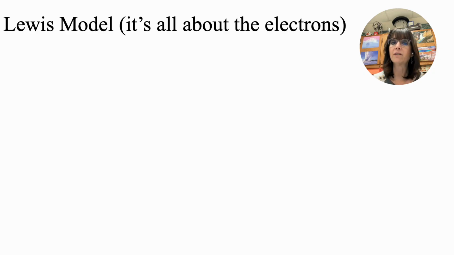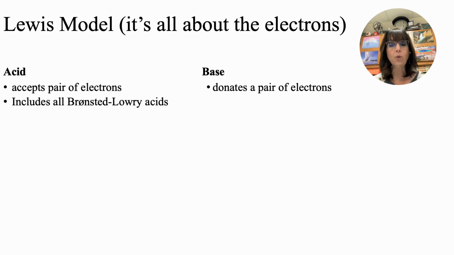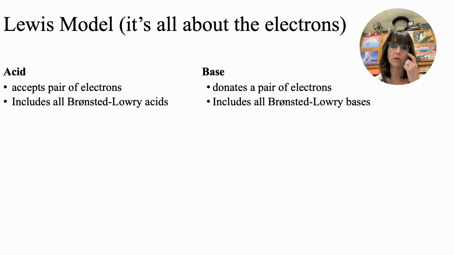The last model we have is called the Lewis model, and this has nothing to do with hydrogens at all. It's all about the electrons. So in this case, you have to draw Lewis structures, you guys. An acid is something that's going to accept a pair of electrons. This includes all the Bronsted-Lowry acids. The base is going to donate the pair of electrons, and this includes all Bronsted-Lowry bases. So what's interesting here is you have to draw a Lewis structure, and you have to see who has the pair of dots to donate.